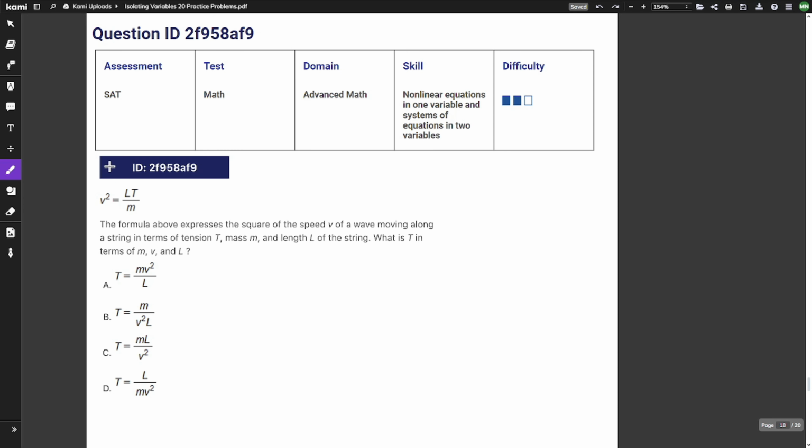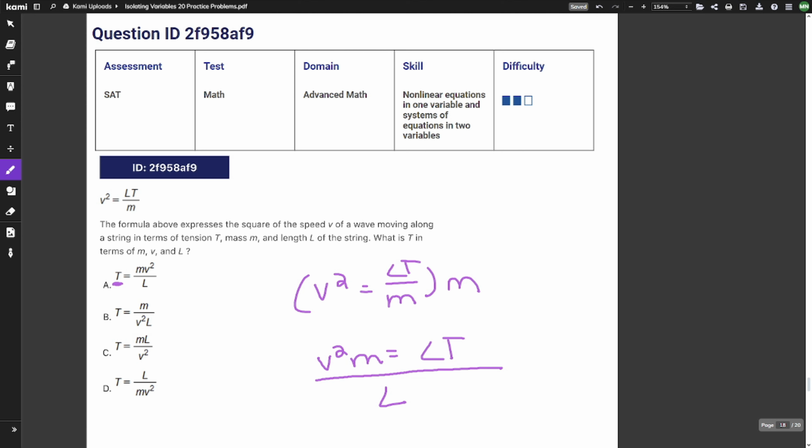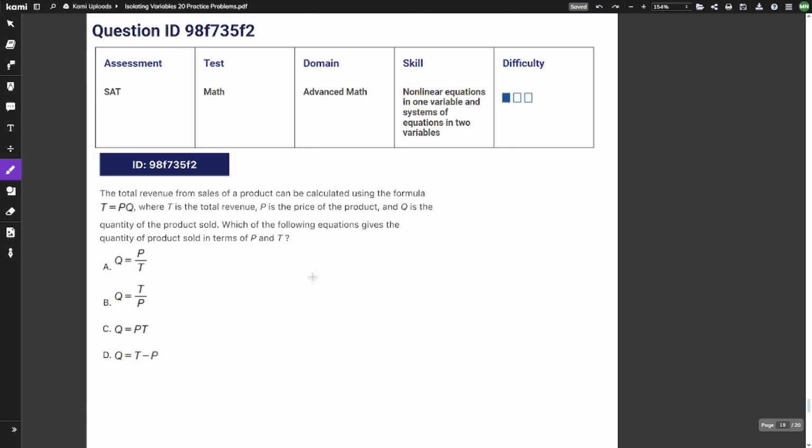Question number 18. We have this equation, and we want to get t by itself. First thing we're going to do is multiply both sides by m to get rid of this denominator. So we get that v squared times m is equal to lt, and then to get t by itself, we're just going to divide the entire thing by l. So we get that t is equal to v squared m divided by l. Or, hold on, right here, A.